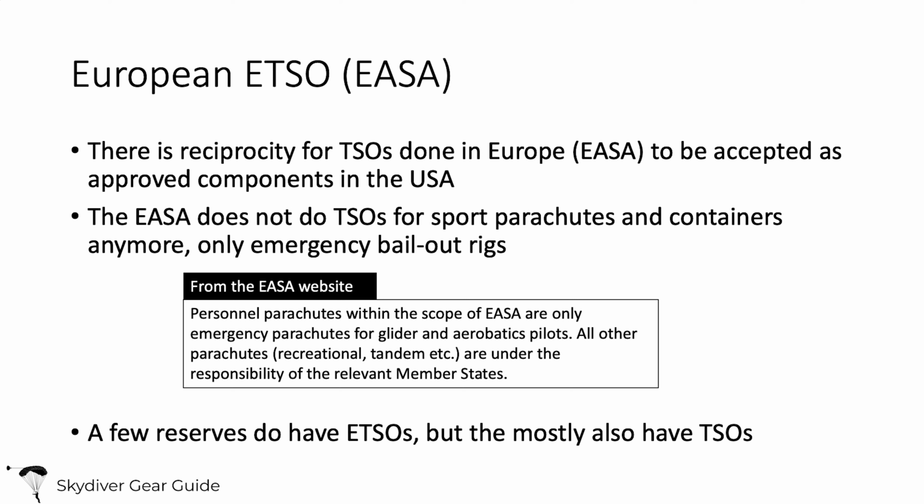From the EASA website, personal parachutes within the scope of the EASA are only emergency parachutes for glider and aerobatic pilots. So these are bailout rigs that you'll sometimes see pilots wear. They only have a reserve in them, and they're not meant for intentional skydiving operations. All of the parachutes and containers, recreational and tandem, are under the responsibility of the relevant member states. And as far as I know, there are no reciprocity agreements between the US FAA and any individual European or any other country in terms of TSOs.